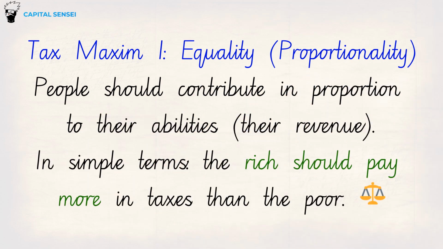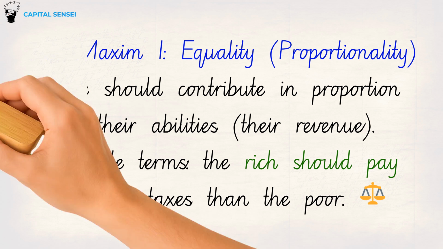People should contribute to the support of the government in proportion to their respective abilities. That is, in proportion to the revenue which they respectively enjoy under the protection of the state. In simple terms, the rich should pay more in taxes than the poor.